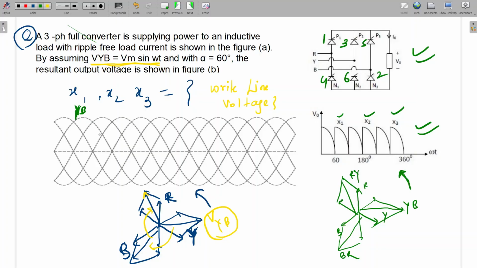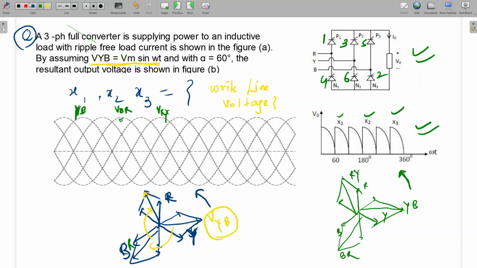So what will come after 120 degrees? This waveform will be VBR, minus 120 degrees. Is it clear? Yes, sir. VBR, and what will be after this value? This will be VRY. Is it clear? Yes, sir.